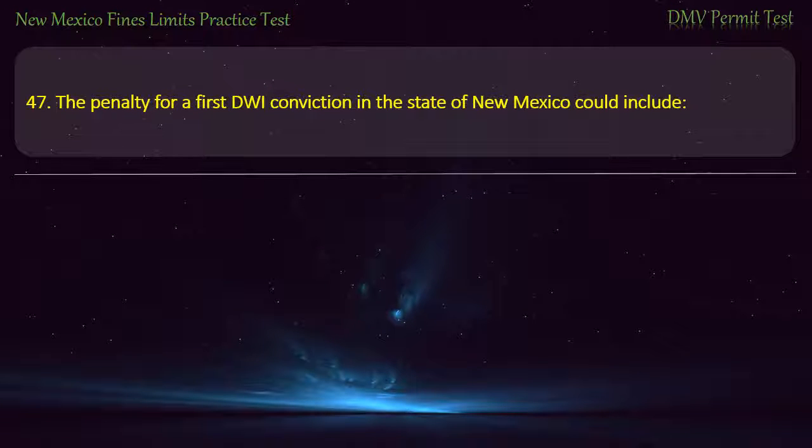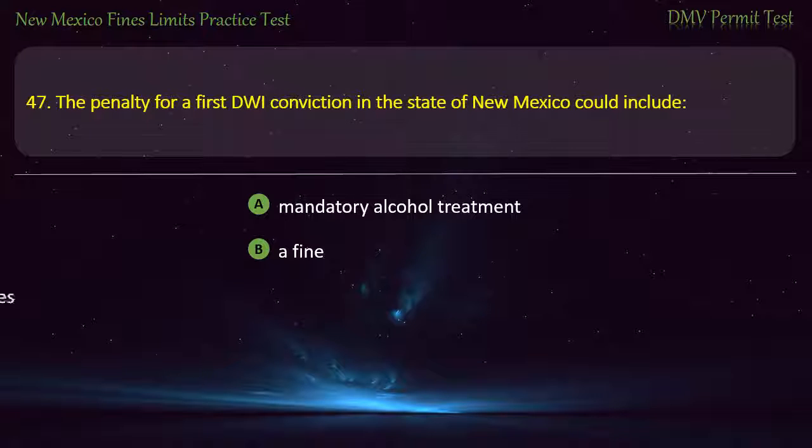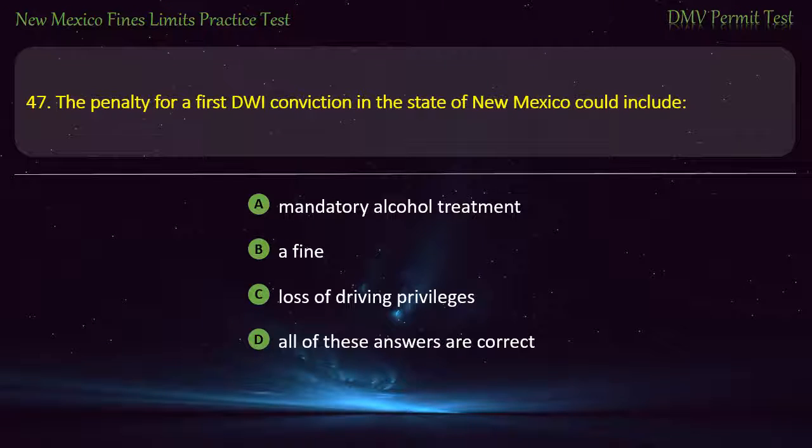Question 47. The penalty for a first DWI conviction in the state of New Mexico could include mandatory alcohol treatment, a fine, loss of driving privileges. All of these answers are correct. Answer. All of these answers are correct.